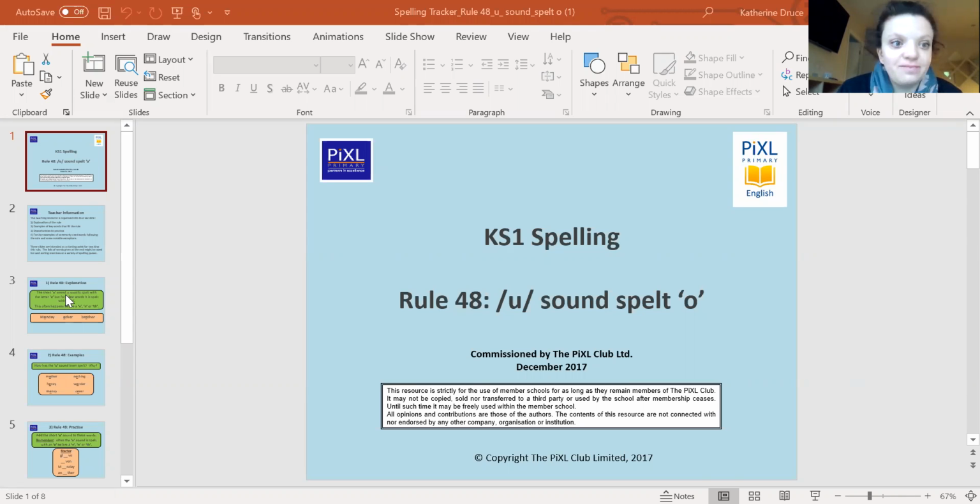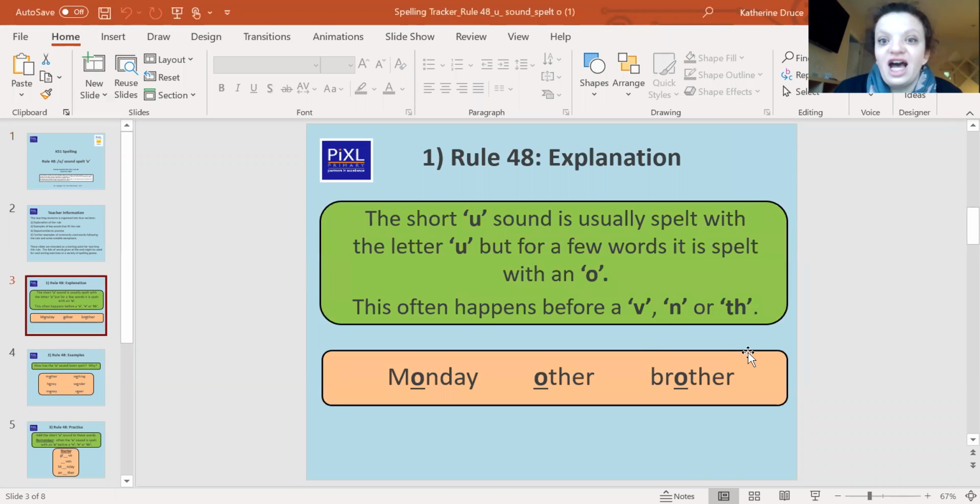Let's get started. So the short sound is usually spelt with the letter U, which we've been learning since reception. We know that. But for a few words, it is spelt with an O. This often happens before a V, an N, or the th sound. So when we have it before those letters, we hear the sound quite often, not always, but quite often, it will be spelt with an O instead of a U.